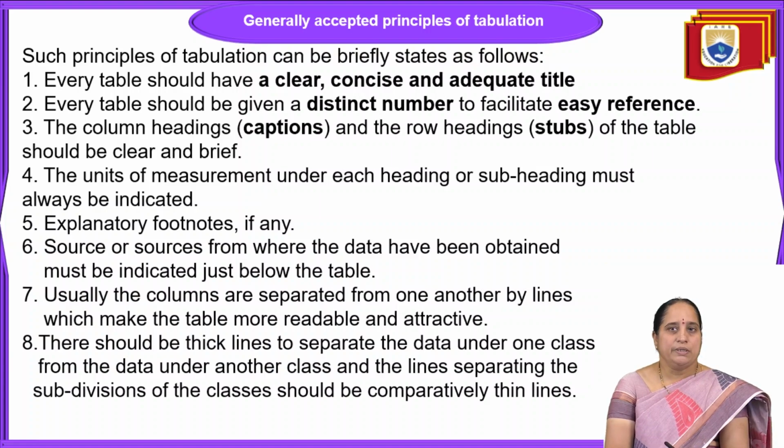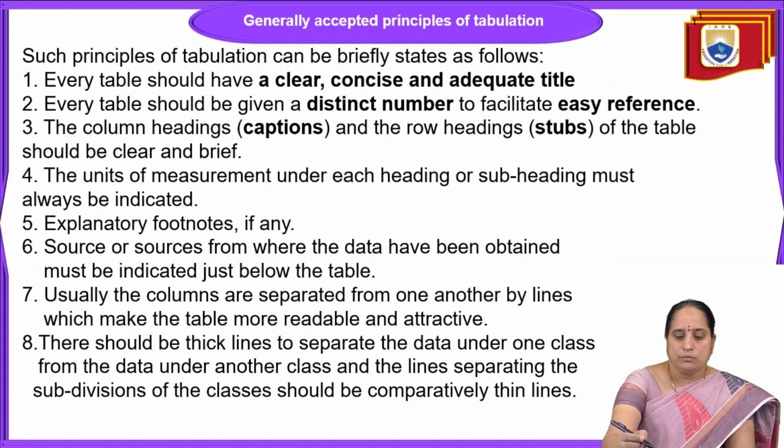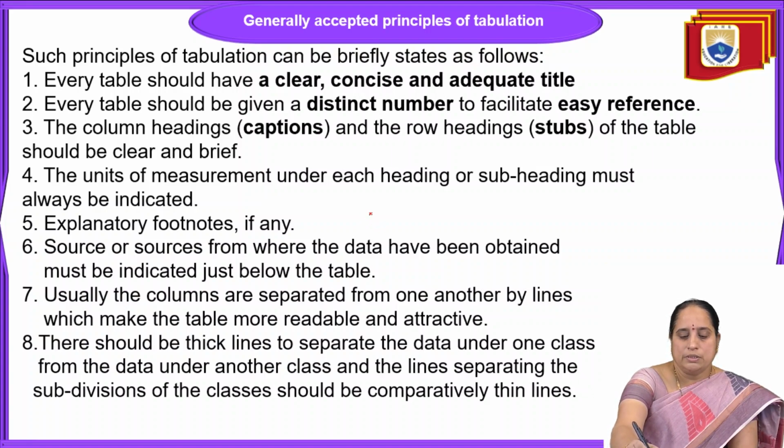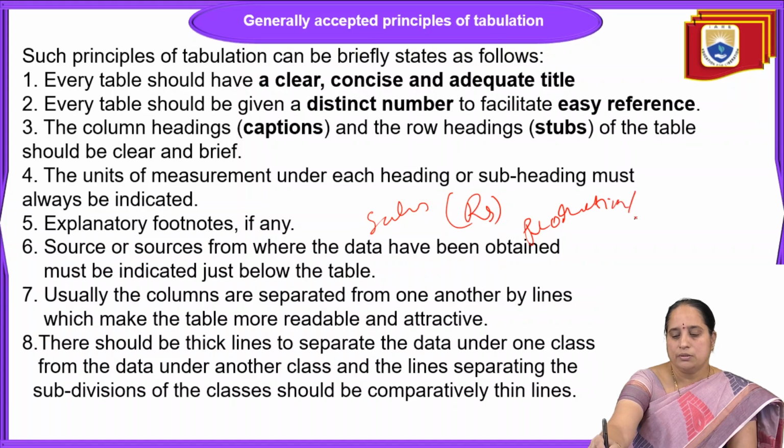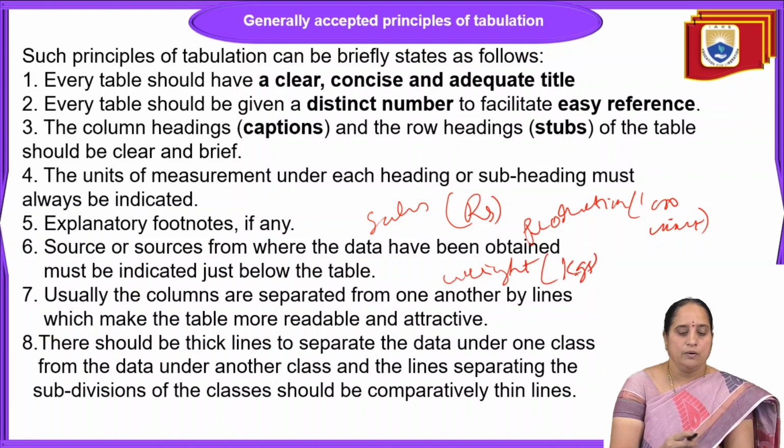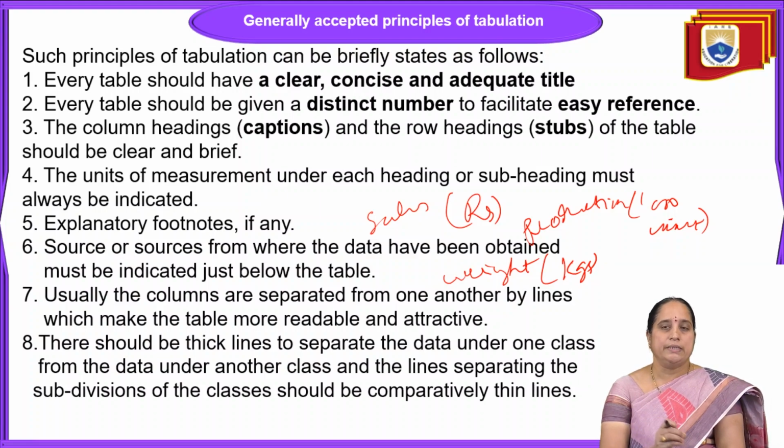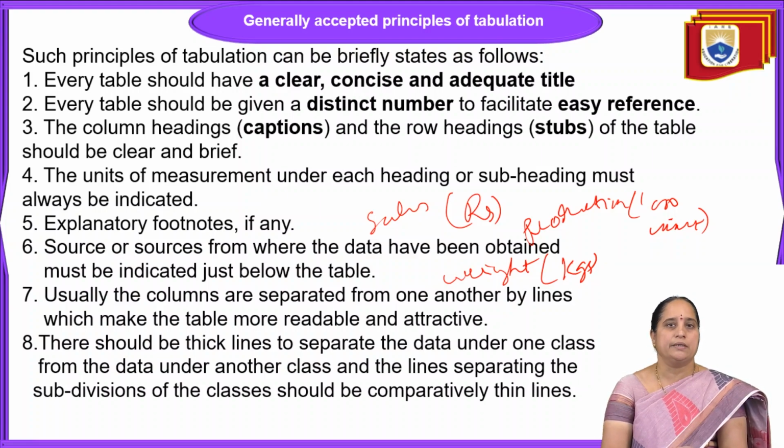The units of measurement under each heading or subheading must always be indicated. For example, sales can be represented in terms of rupees. If you are talking about production, it can be mentioned in 1000 units. If you are talking about weight, we measure in terms of kgs. We have to specify the units of measurement under each heading or subheading.